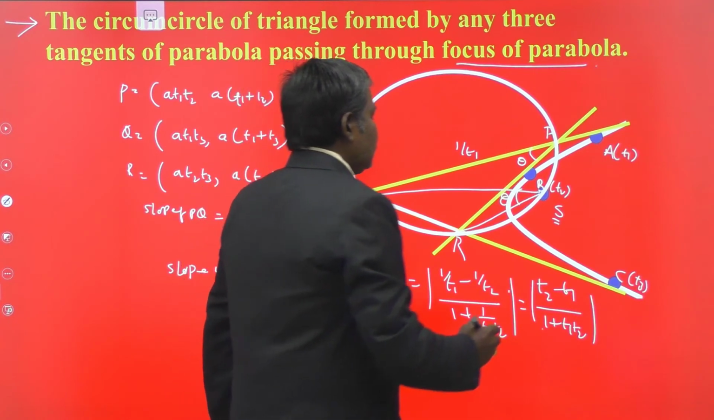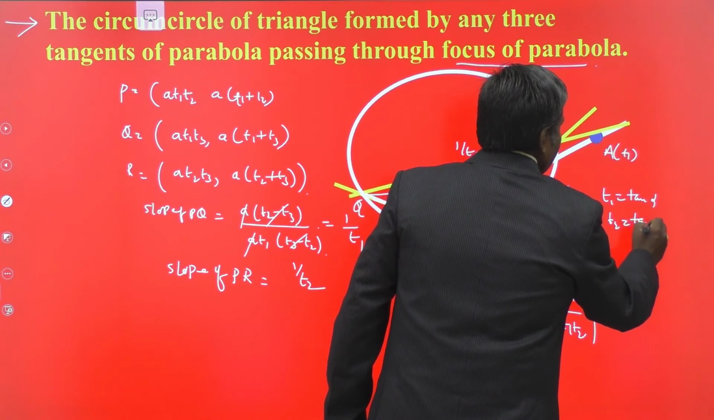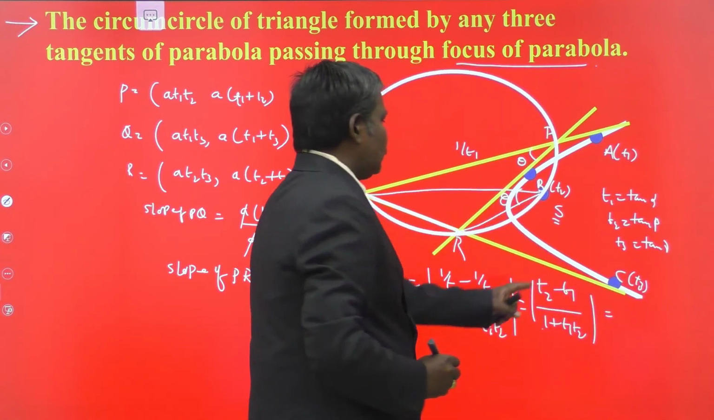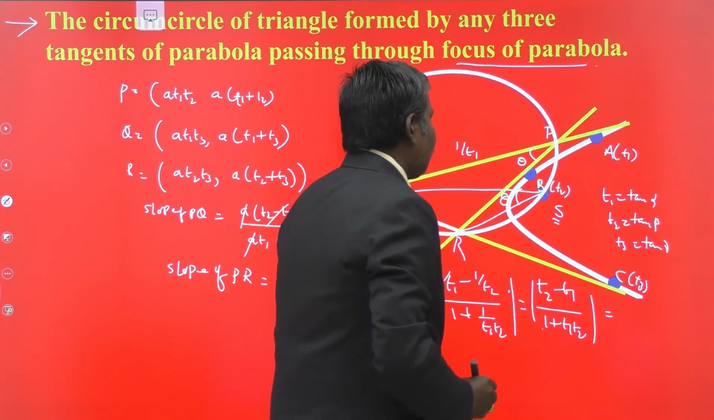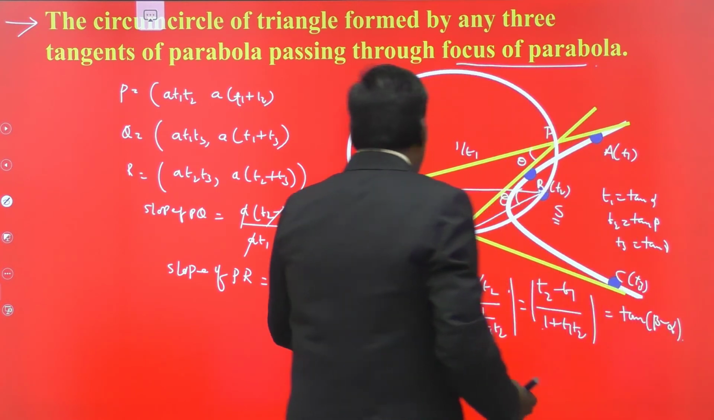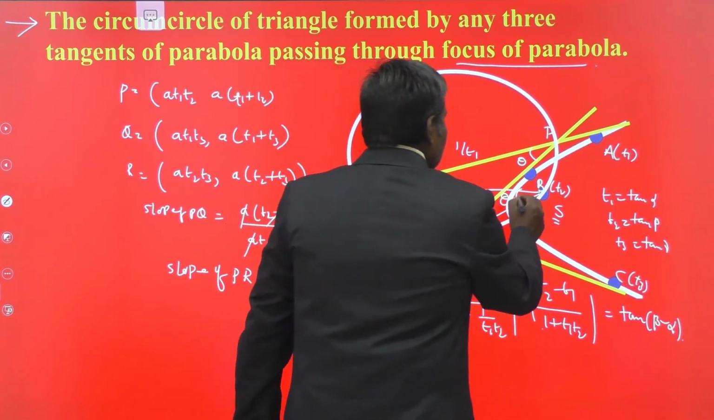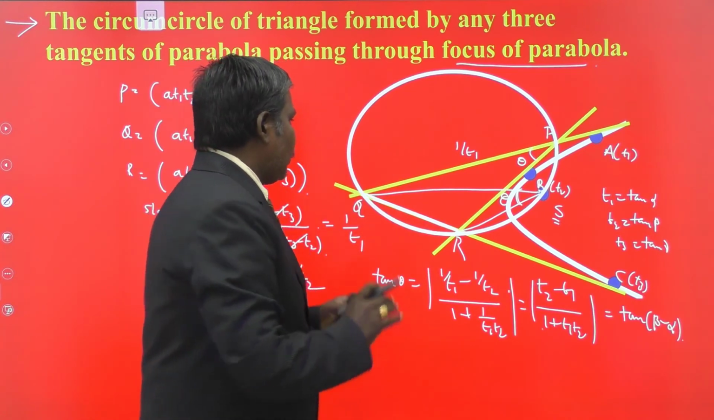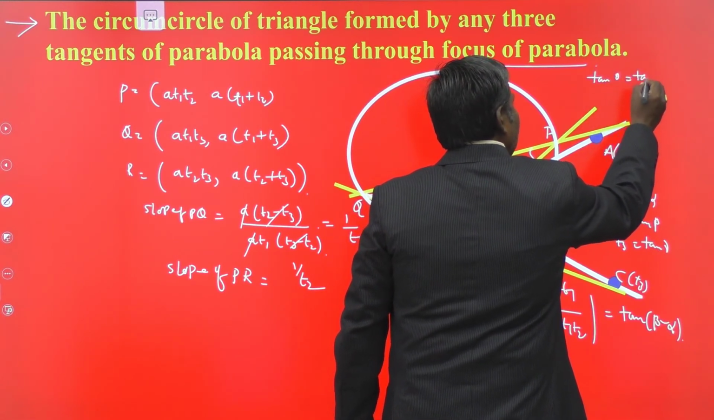For the sake of convenience, T1 is equal to tan alpha, T2 is equal to tan beta, T3 is equal to tan gamma. Say, what about this one? Tan beta minus tan alpha by 1 plus tan beta into tan alpha. That is nothing but tan of beta minus alpha. So tan theta is equal to tan of beta minus alpha. Similarly, if you show this one as tan of beta minus alpha, your job is over. So remember that tan theta is equal to tan of beta minus alpha.